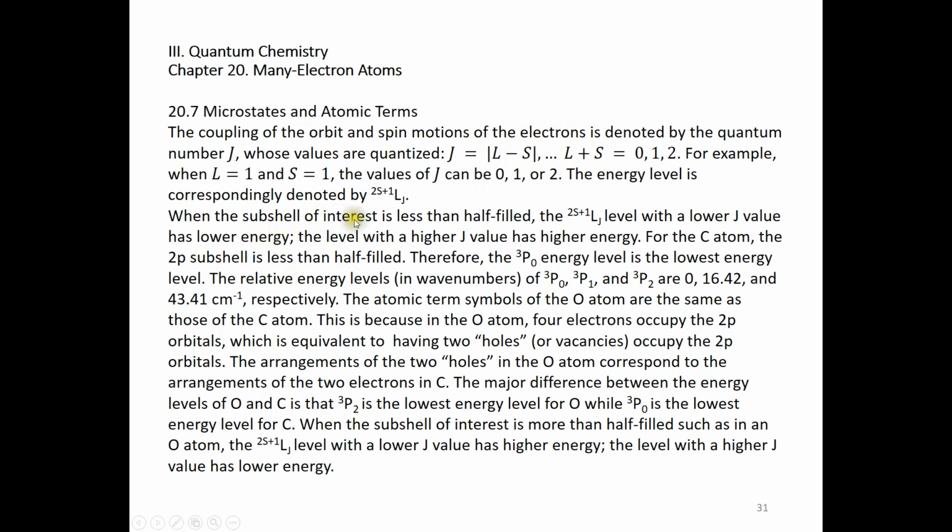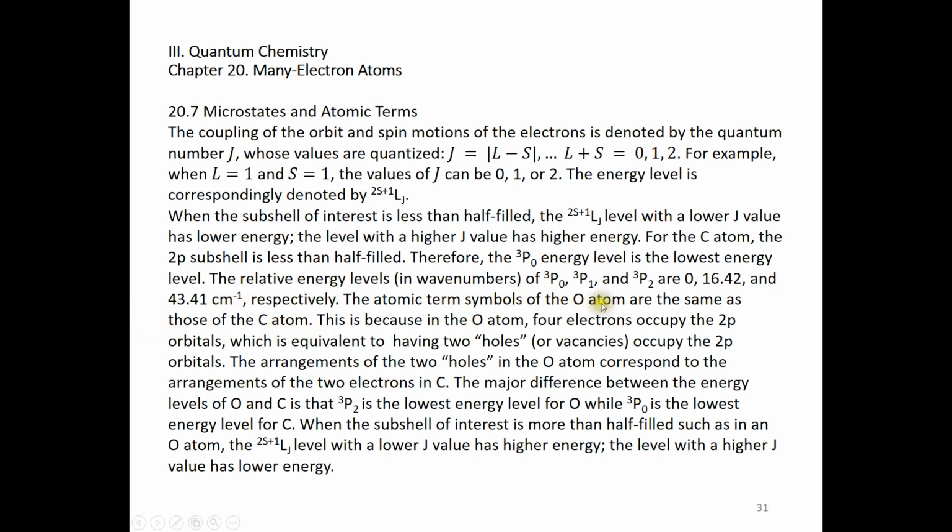When the subshell of interest is less than half filled, for example carbon, the energy level written this way, with a lower J value has lower energy. The level with a higher J value has a higher energy. So for carbon, it's less than half filled, so 3P0 is the lowest energy level. And again, the relative energy levels of 3P0, 3P1, and 3P2 are 0, 16, and 43 wave numbers.